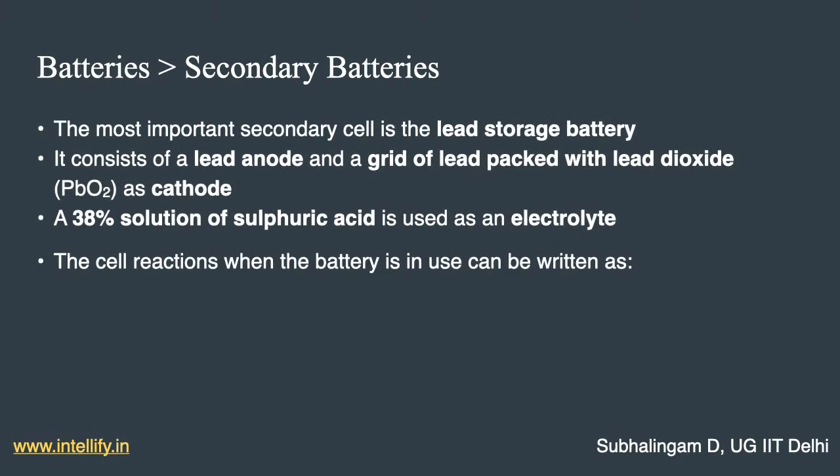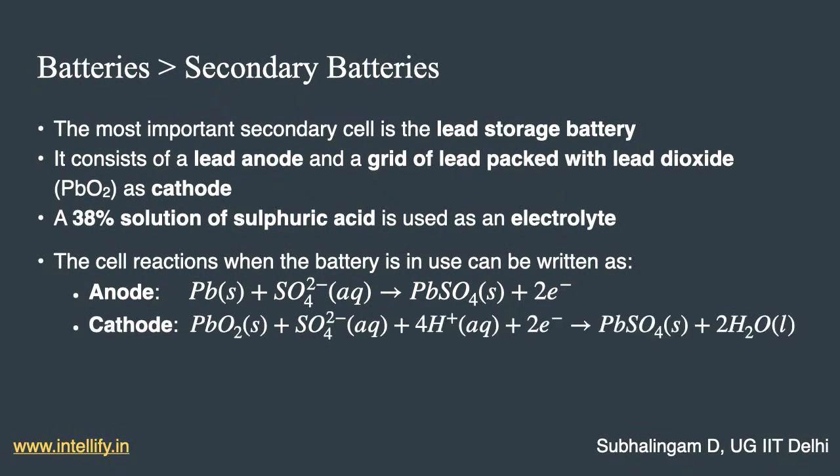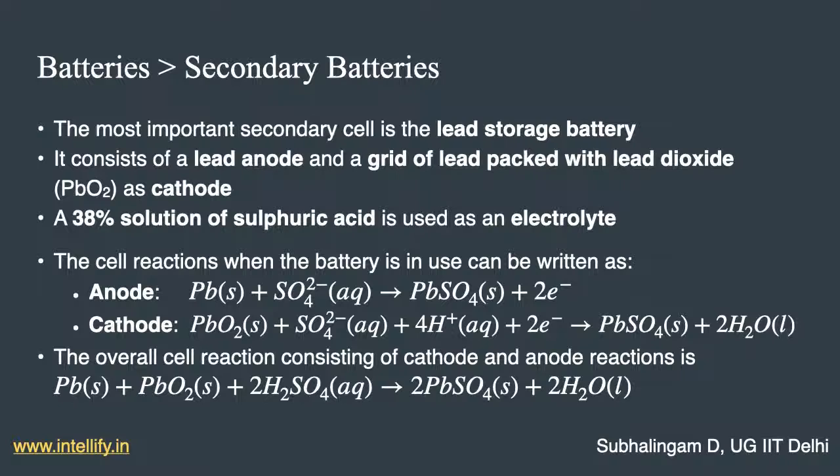The cell reaction when the battery is in use can be written as: at the anode we have Pb plus SO4 2- giving PbSO4 plus 2 electrons. At the cathode, PbO2 plus sulfate ion plus 4H+ plus 2 electrons give PbSO4 plus 2H2O. The overall cell reaction consisting of anode and cathode reactions is Pb plus PbO2 plus 2H2SO4 giving 2PbSO4 plus 2H2O. It's pretty simple again, right?